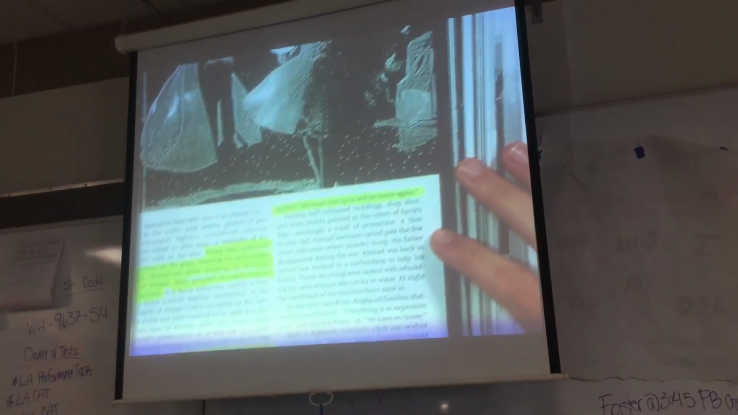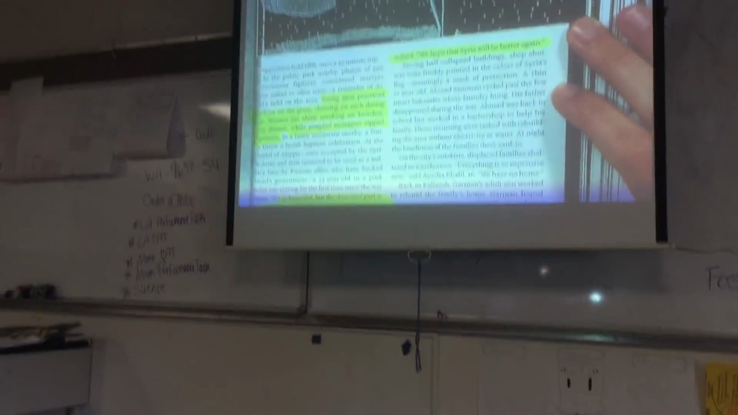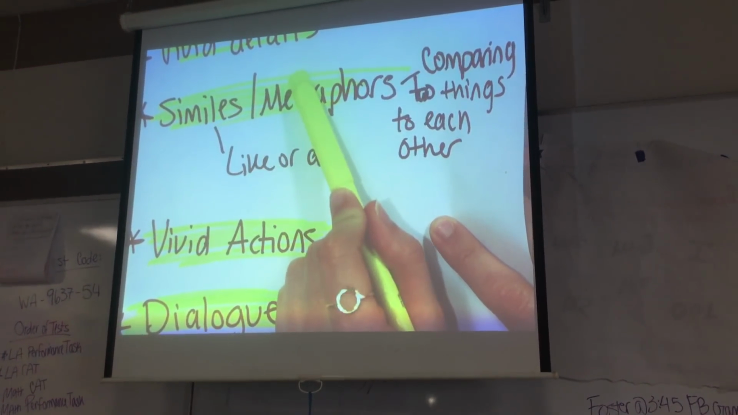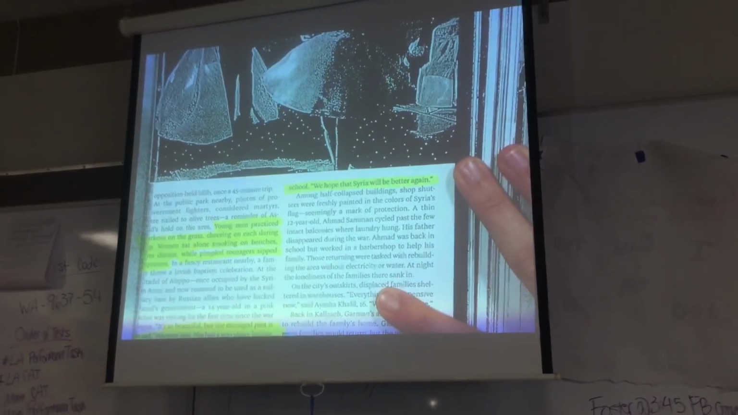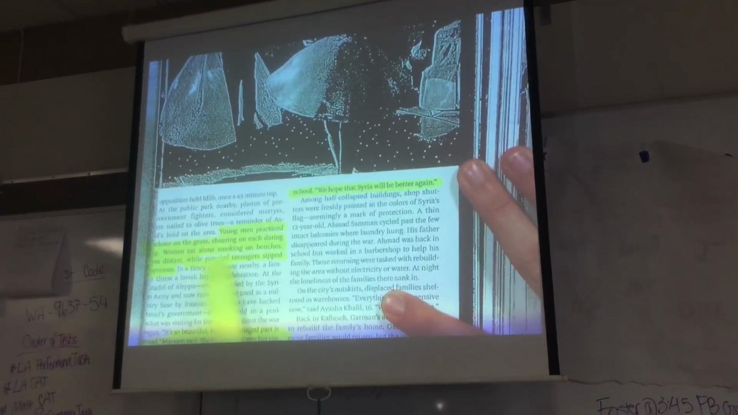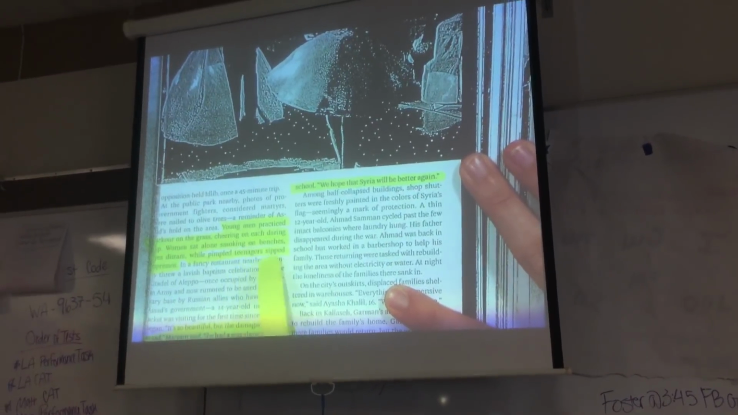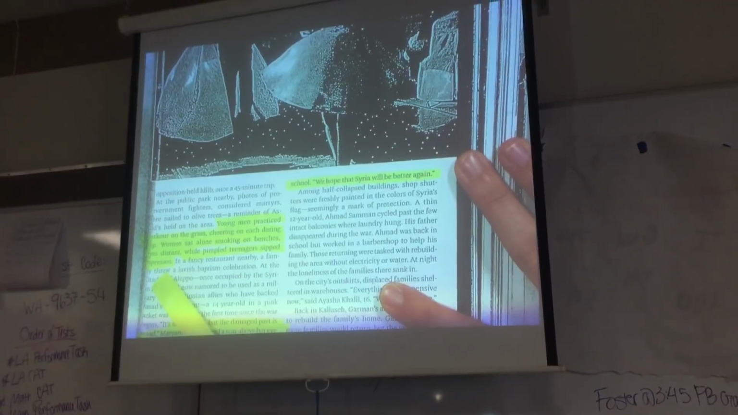Another example of a vivid detail, because this author uses so many of them. I don't necessarily feel like I noticed vivid action or similar metaphors in this writing, but they use a lot of vivid details. They said, young men practiced parkour on grass, cheering on each daring flip. Women sat alone smoking on benches, eyes distant, while pimpled teenagers sipped espressos.